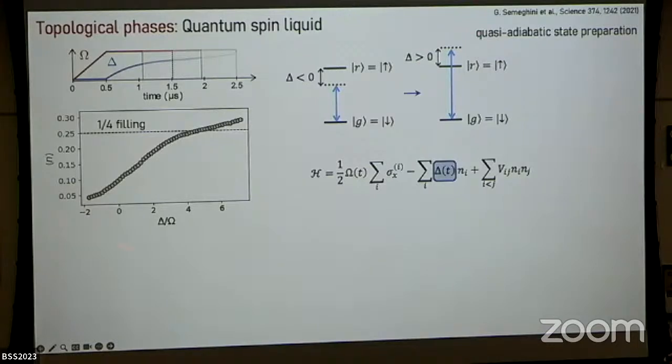So the first thing we can measure is, again, we do the sweep and we stop at different final detunings and we measure the density of Rydberg excitations. So what we expect is that this should grow, and when you enter the spin liquid phase, this should sort of saturate around 1/4, which is the maximum filling. So it looks like here we should expect to see the spin liquid potentially, but of course this is not enough. We need to be able to measure the topological properties of this phase.